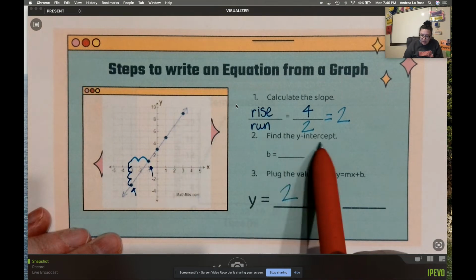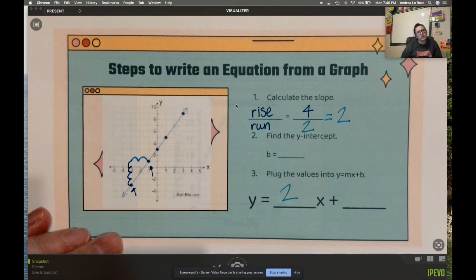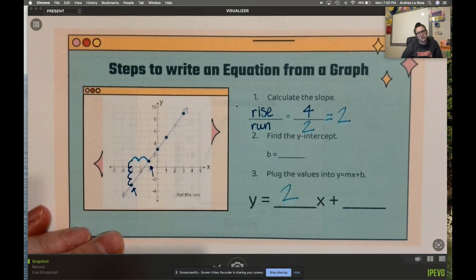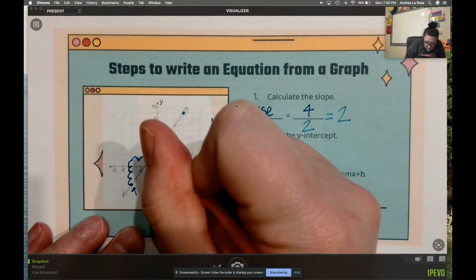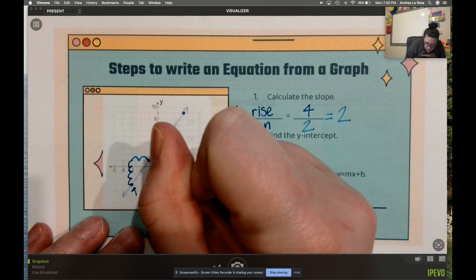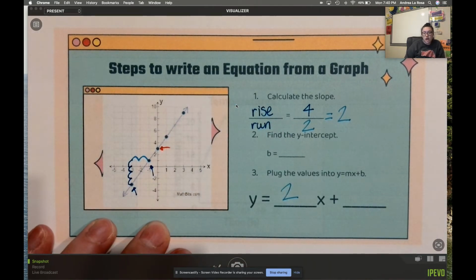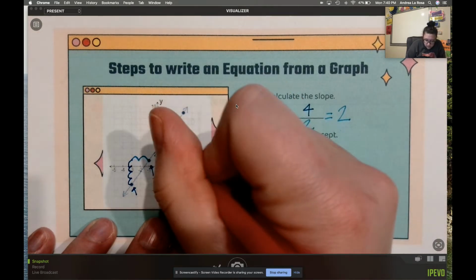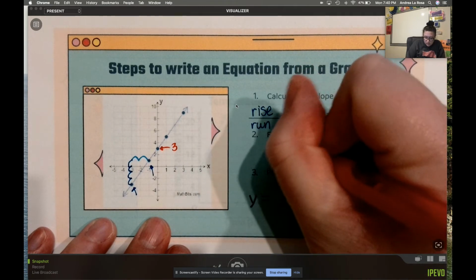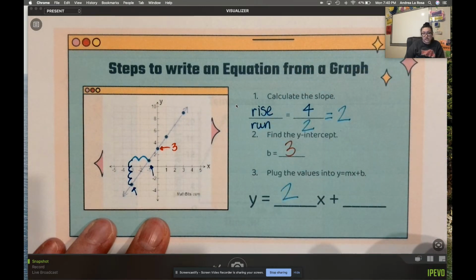Then I need to find my y-intercept. Where do we look again for the y-intercept? On that y-axis, I find my dot. I see it's right there. What is that number? If this is 2, this is 4. What's in the middle of 2 and 4? 3. So here my b is 3.